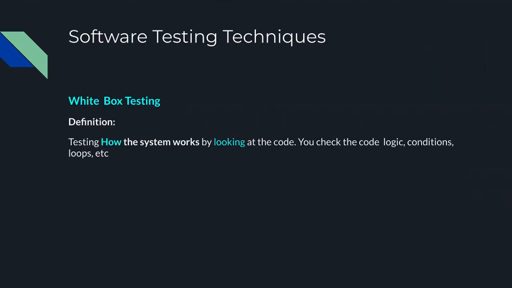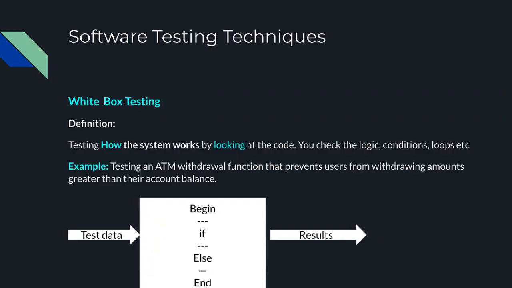White box testing is testing how the system works by looking at the code. You check the code logic, you check the code conditions, you check the code loops, etc. Let's understand this by looking at this example. Testing an ATM withdrawal function that prevents users from withdrawing amounts greater than their account balance.